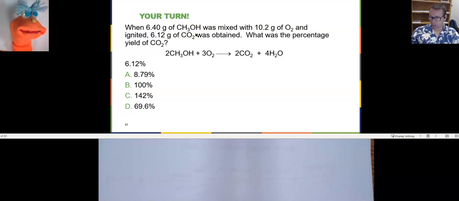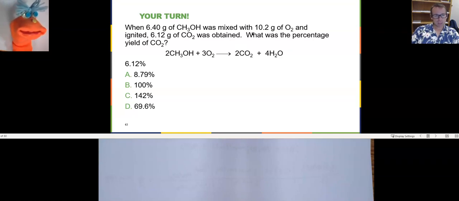All right, so the theoretical yield we have to calculate using the 6.4 grams of methanol and the 10.2 grams of oxygen. Now this is another kind of problem which we haven't introduced yet, but is very important. It's called a limiting reagent problem.